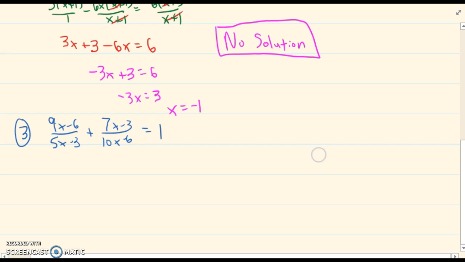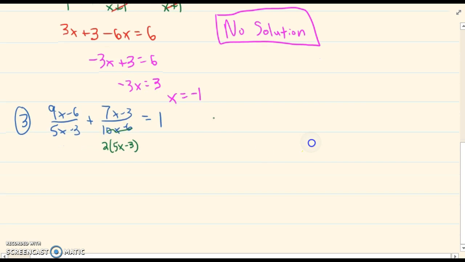So on first glance, it looks like those denominators are completely different. However, it may be in our best interest to look to factor a GCF out. So I could actually take a 2 out of the 10x minus 6, giving me 5x minus 3. Look at that. That's the denominator that we want to be looking for. So our LCD is going to be 2 times 5x minus 3.